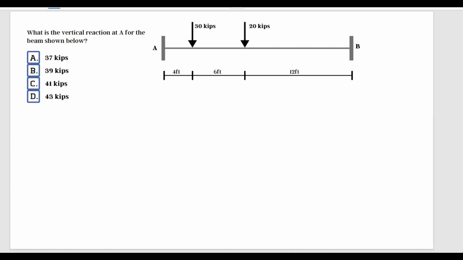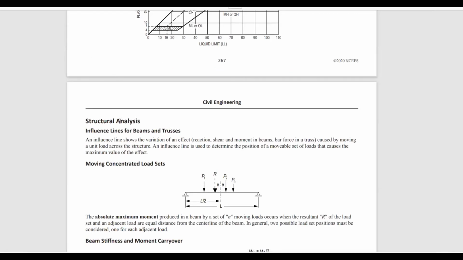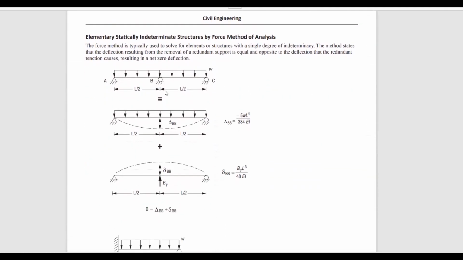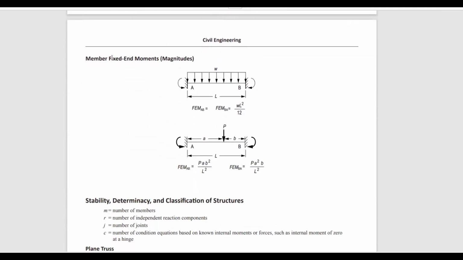What we're going to do is go to the FE Handbook, of course, and I'm going to direct you to Civil Engineering under Structural Analysis. You're going to scroll down a few pages, and you're going to find this member fixed end moment. Two examples here. They give you a beam with two fixed supports. One of them has a uniform load and one of them has a point load, which in our case is what we have. We have 2 point loads, but that's fine. We can easily apply the formula.